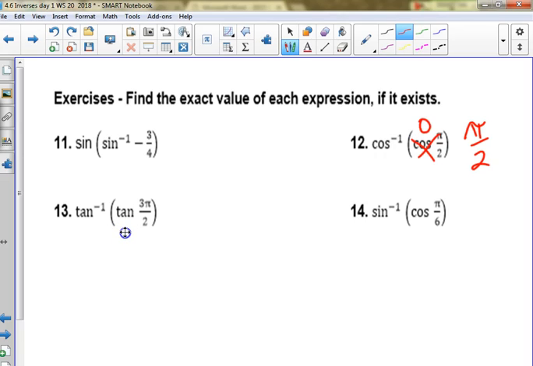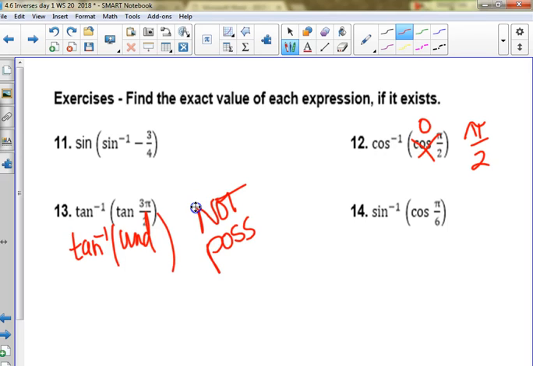Okay, let's look at this one. Tangent of 3 pi over 2. There is a tangent at 3 pi over 2. What is the word we write? Undefined. And what did we just discuss earlier? Can you do the inverse tangent of undefined? Why not? Because if I did, I would want to answer, okay?